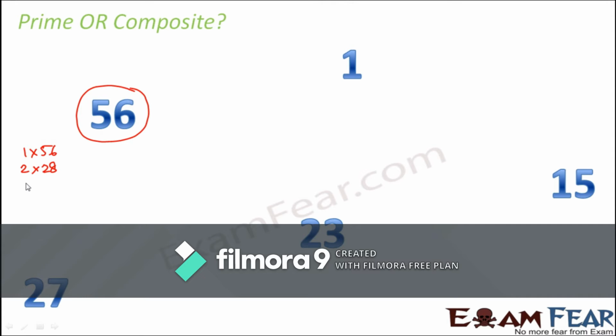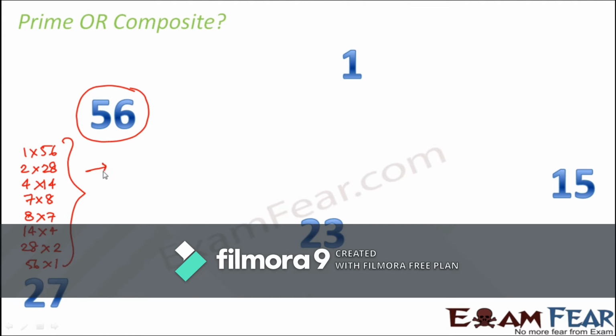Do you think it is divisible by 3? No. It is divisible by 4. 5? No. 6? No. 7? Yes. 7 into 8 is 56. So 8, yes, 8 into 7 is 56. Then 14 into 4 is 56, 28 into 2 is 56, and 56 into 1 is also 56.